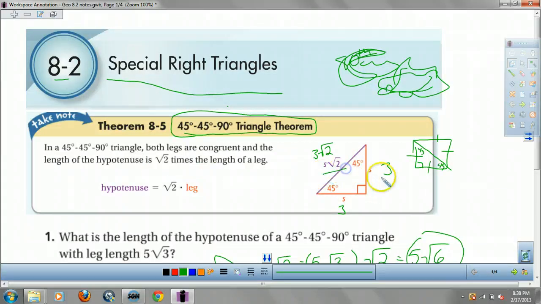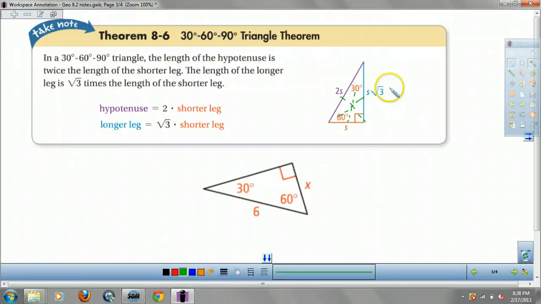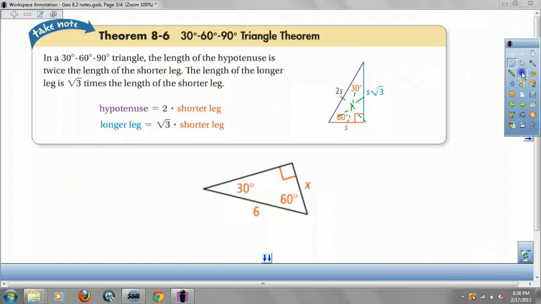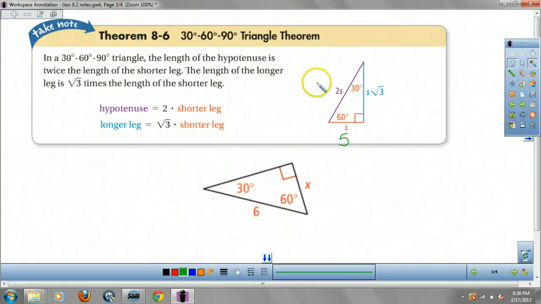This one's square root 2 because there's 2 equal sides. This one's square root 3 because there's 3 different sides. I know it's kind of tough to remember, but the more you do it, you'll get used to it. So what this means is if this side's 5, this side's 10, it's 5 times 2. And this side would be 5 square root of 3. Let's plug in 5 for my s.